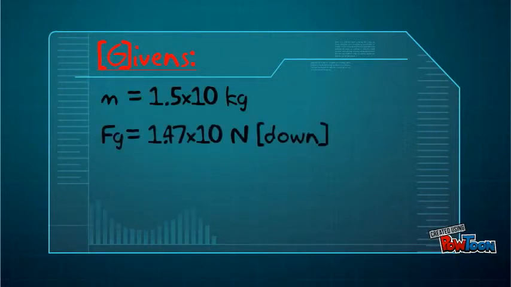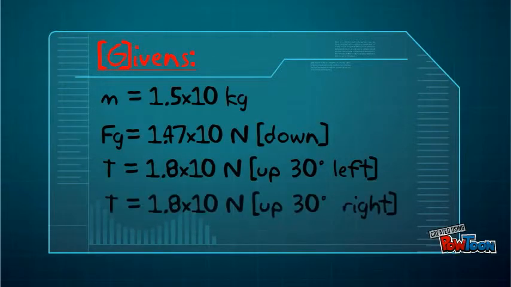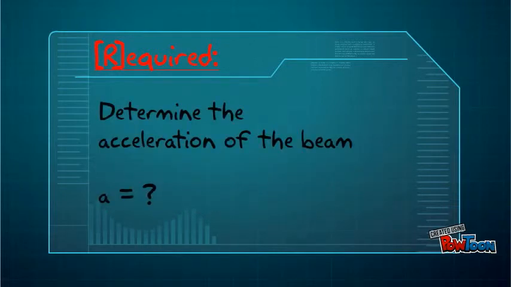Here are the values given from the question. The mass is 1.5 times 10 to the 2 kilograms. The gravity is 1.47 times 10 to the 3 newtons downwards, and the tension is 1.8 times 10 to the 3 newtons to each side. The value that we are required to solve for is the acceleration of the beam.